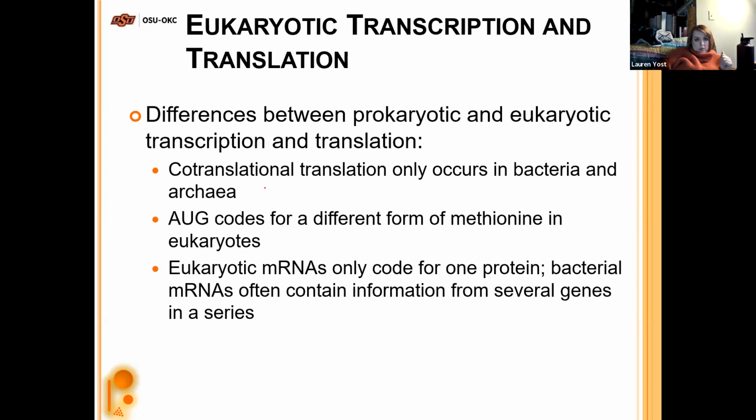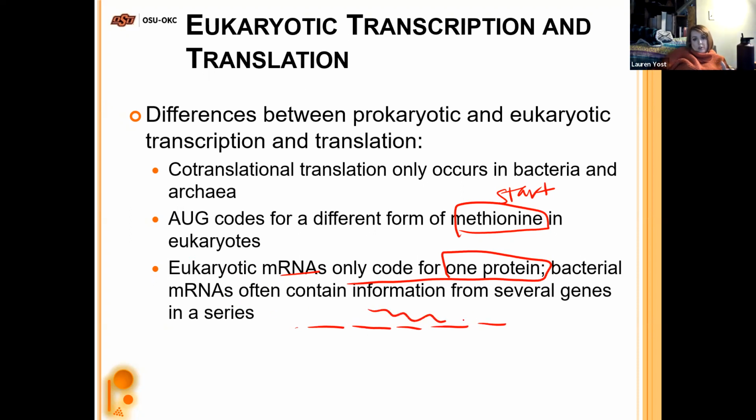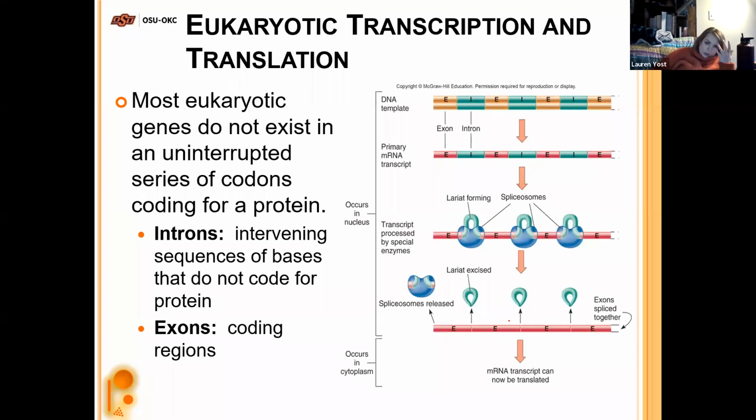So with eukaryotes, that was all bacteria, which is what we talk about the most in this course. That's bacteria and archaea. For eukaryotes, we have a different kind of methionine at our start. It's not that formyl one. Doesn't matter what it is, but it's different. So that's one of the differences. Also, eukaryotic mRNAs will only code for one protein, whereas in bacteria the mRNA will have a whole bunch of proteins linked together, because they're usually involved in one process. You'll need all of them, so that's why they're linked that way.